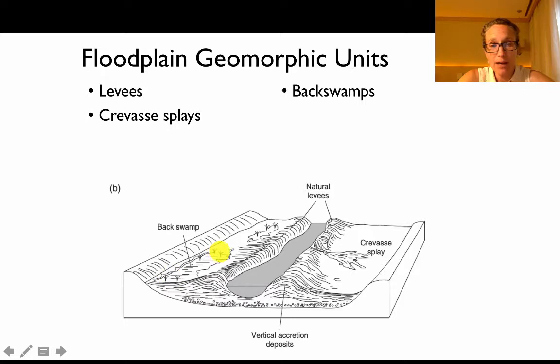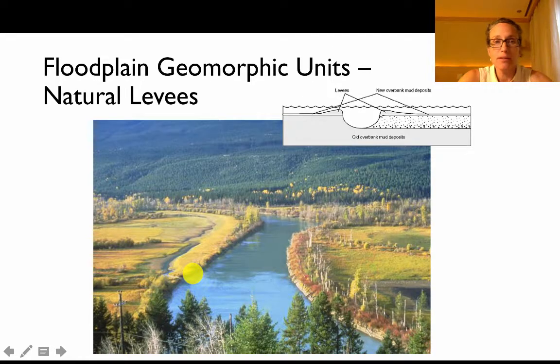And you can also then get deposition in what would be called a back swamp. So if you get water behind the levee from a levee failure or overtopping that levee, then the water gets stuck back there and you get deposition in those back swamp areas.